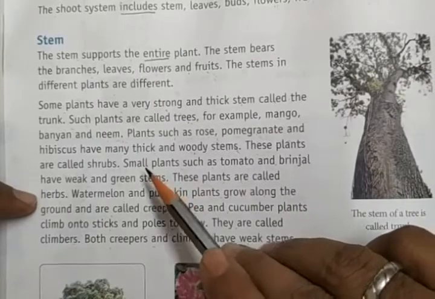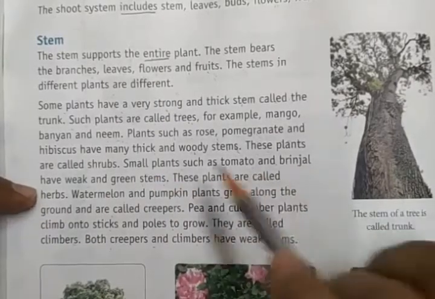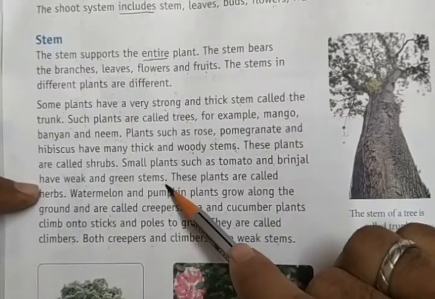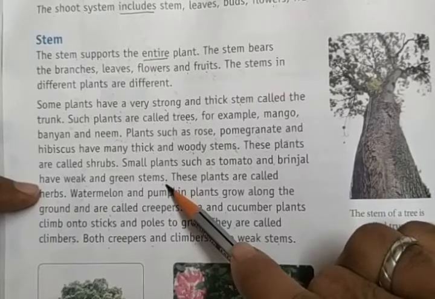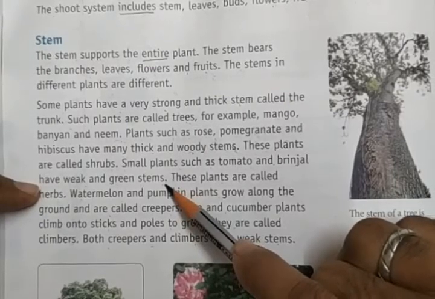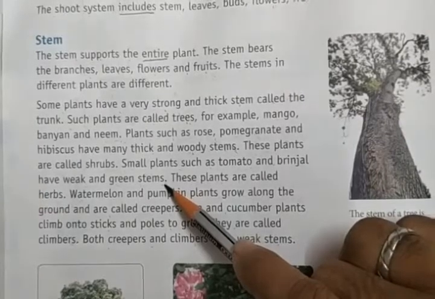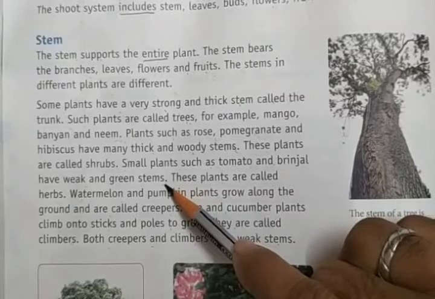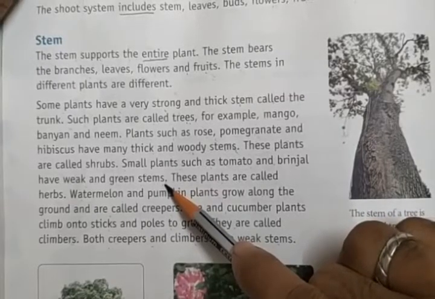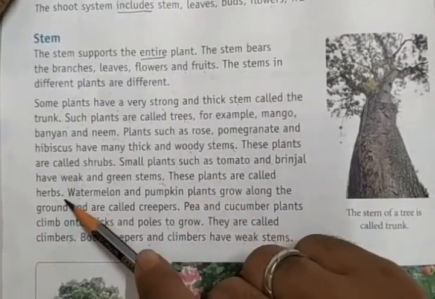Okay, small plants such as tomato, brinjal have a weak and green stem. Their stems are green in color, and their stems are weak. If you get many brinjals, many tomatoes, many beans, they hang like this. Their stems and their branches are very weak. Okay, their stems are green in color. These plants are called herbs.